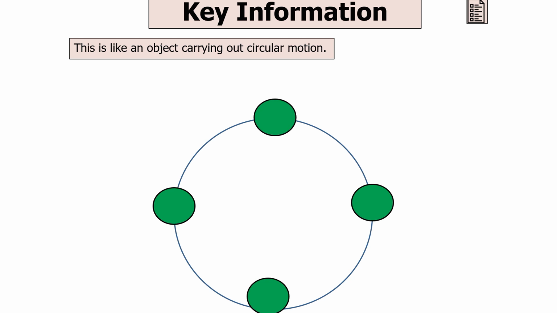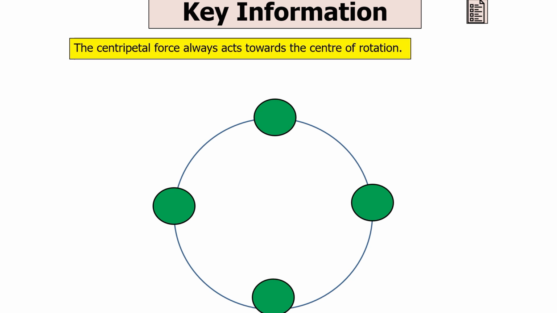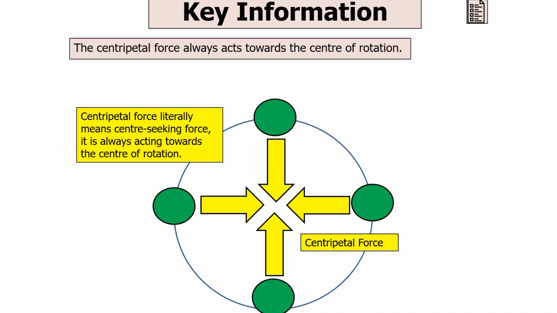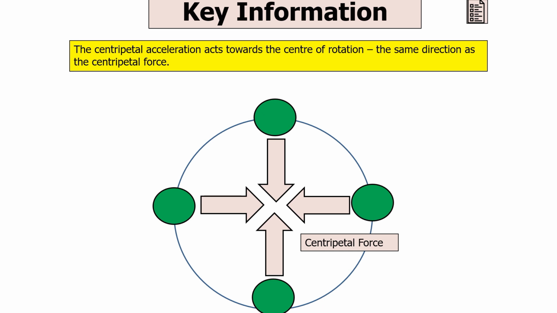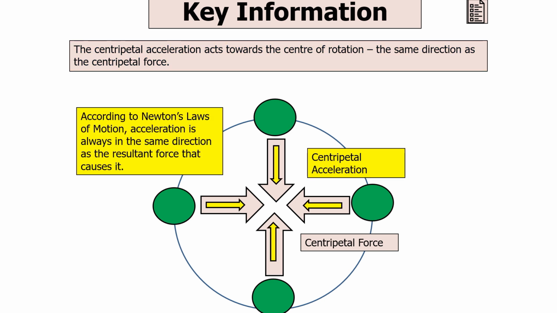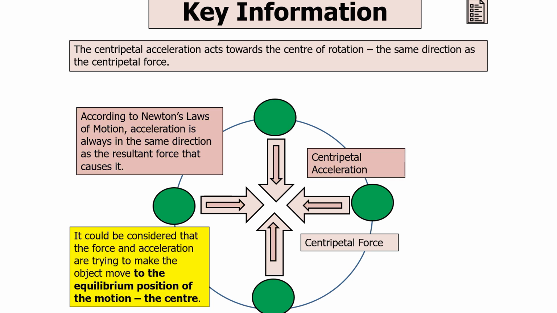Now, this is like an object carrying out circular motion. The centripetal force, literally meaning centre-seeking force, always acts towards the centre of rotation. This therefore means that the centripetal acceleration acts towards the centre of rotation, the same direction as the centripetal force, because according to Newton's laws of motion, acceleration is always in the same direction as the resultant force that causes it. It could be considered that the force and acceleration are trying to make an object move back to the equilibrium position of the motion, the centre.